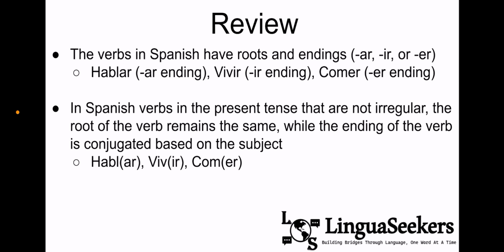And in Spanish verbs in the present tense that are not irregular, the root of the verb remains the same, while the ending of the verb is conjugated for each subject. Understanding the difference between the root and the ending is super important. So with hablar, habl is the root and ar is the ending. Vivir, viv is the root, ir is the ending. Comer, com is the root, and er is the ending.